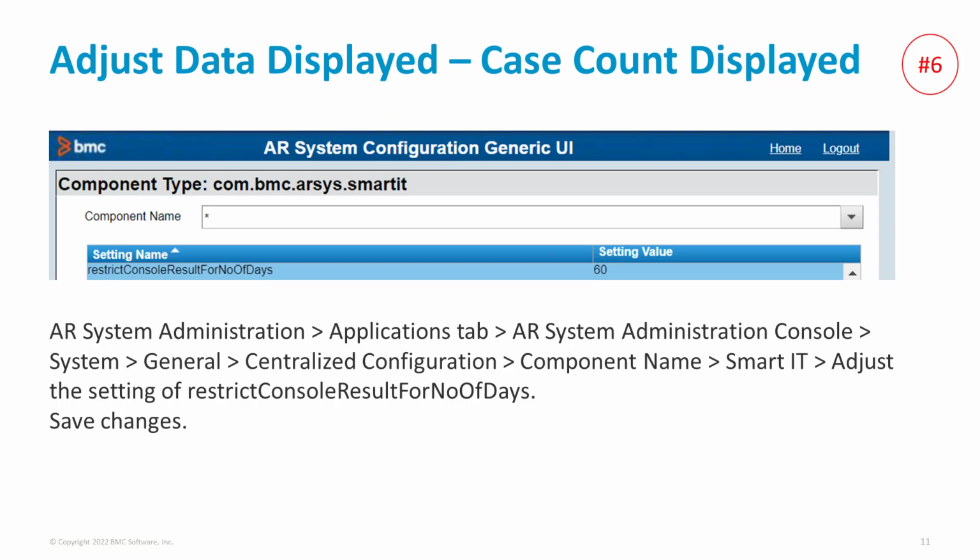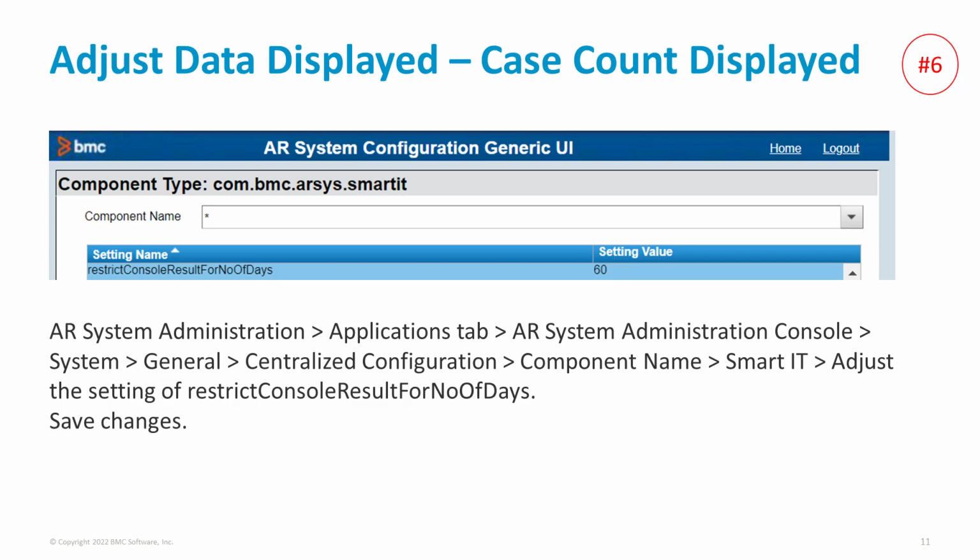Now, our sixth most requested configuration change is on adjusting the number of cases displayed. This helps to restrict the ticket console search result with either a date range for better performance or alternatively show more cases. To accomplish this, please go to the centralized configuration and locate the parameter ID restrict console result for no of days under Smart IT component.